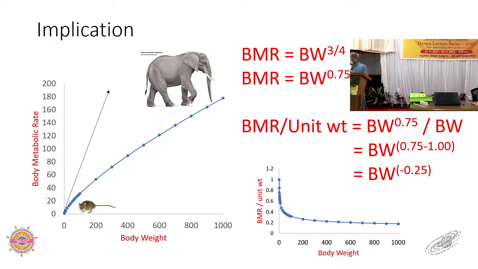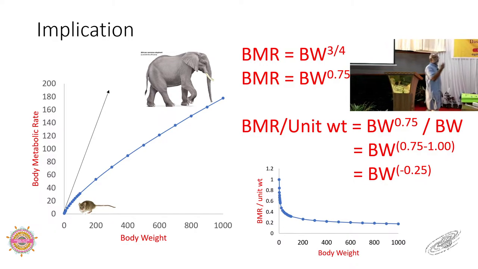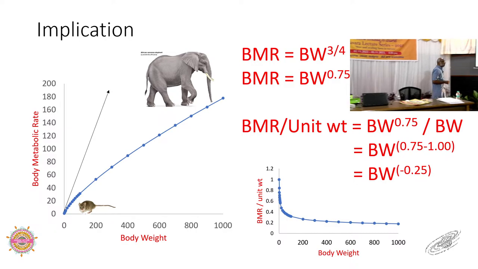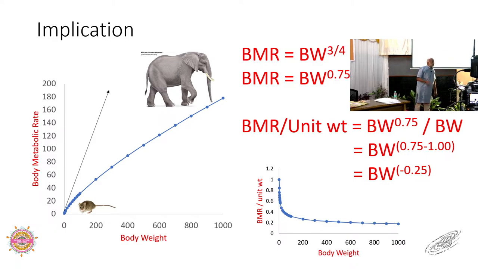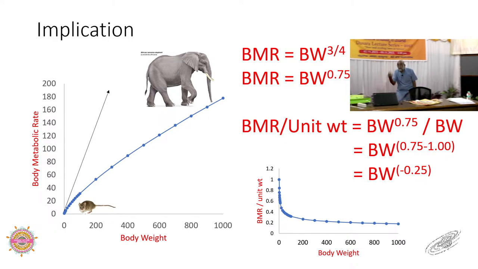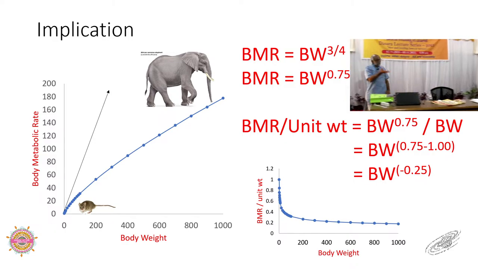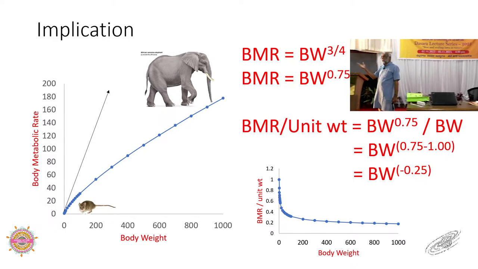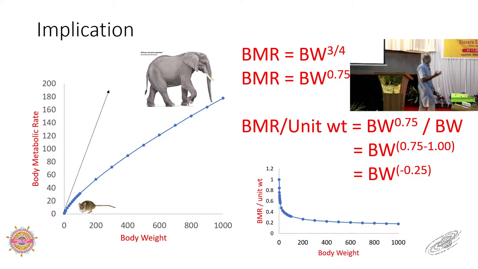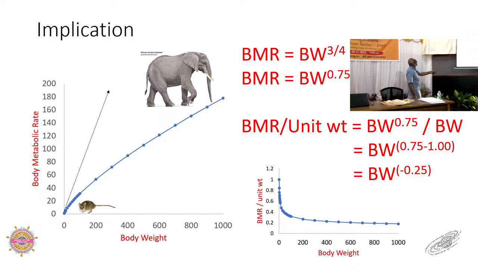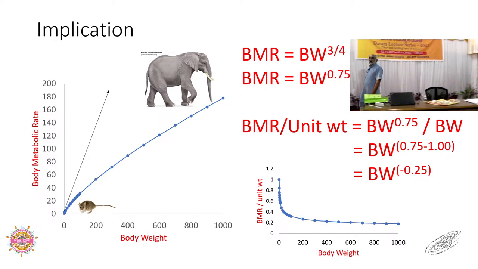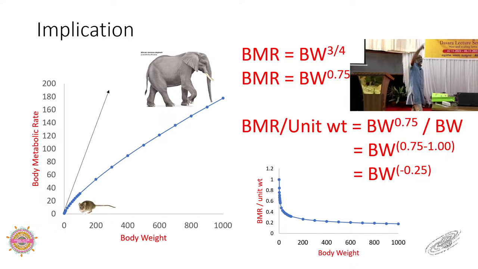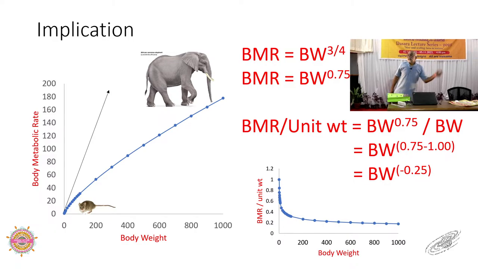What if I calculate the metabolic rate for every gram of tissue, every kg of the tissue? This is the total metabolic rate of the organism with the whole of that weight. If I want to calculate the metabolic rate per gram of the tissue, what should I do? Divide that by the weight of the organism. Am I correct? Then I will get the metabolic rate per gram of the tissue. Divide that by the body weight and you end up with this equation: metabolic rate per unit gram of the body of the organism is equal to body weight to the power minus 0.25. If you plot that, that is the curve you get.